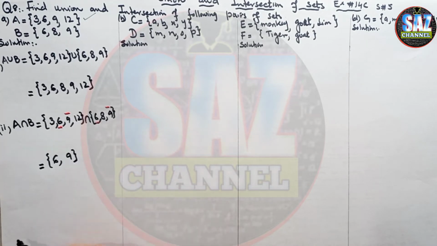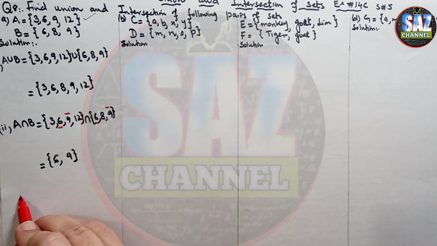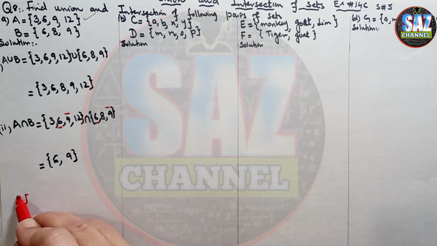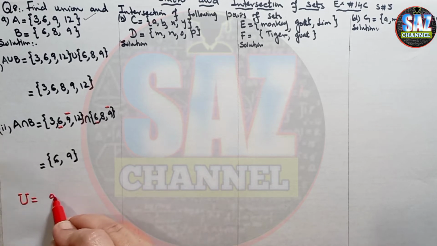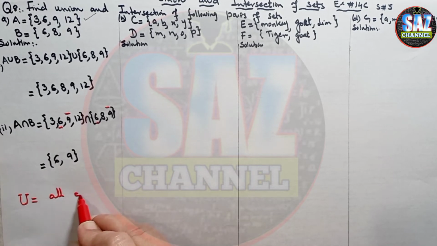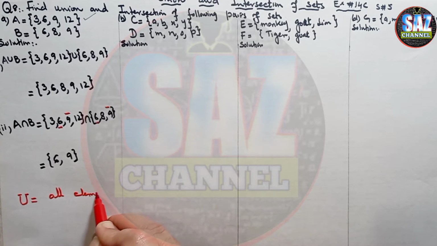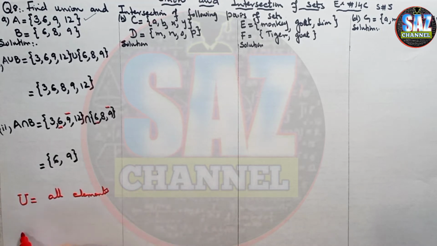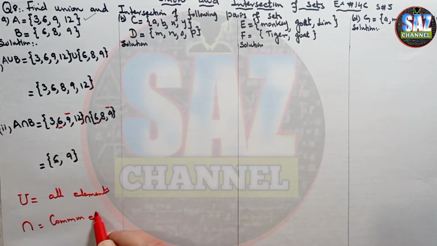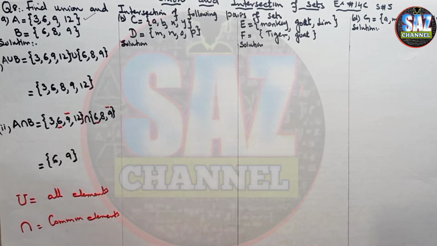Intersection common. So let me write once again here that union means all elements, and intersection common elements only. I hope now the questions will really be easy for you people.